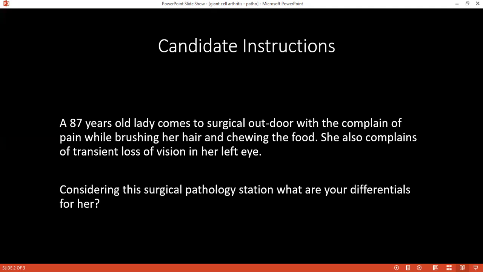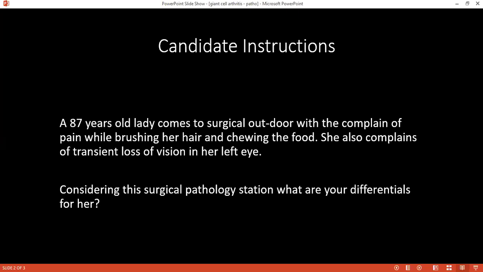Okay, so if you have read and understood, considering it's a surgical pathology station, kindly tell me, after reading the stem, what are the differential diagnoses that you'll consider for this patient? It could be giant cell arteritis, like temporal arteritis, or also could be other types of vasculitis. Also could be hypothyroidism maybe.